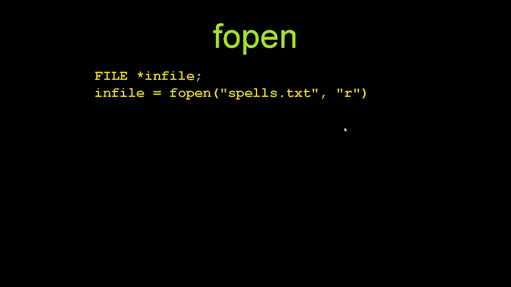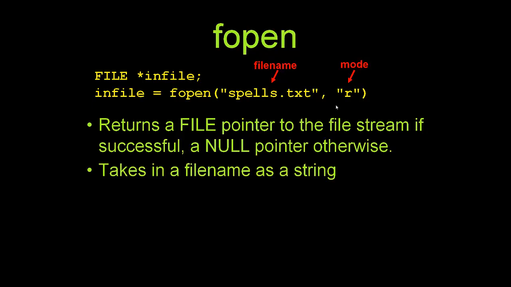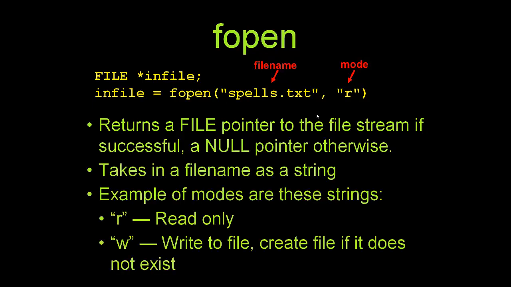Let's take a look at how this works. First of all, use fopen to open a file. You have a file pointer called infile, with a star, it's a pointer. And you open the name of the file. This is the file name, and this is the mode. R stands for reading mode. This causes the file to open and the file pointer to be assigned to infile. If the file cannot open, then you get a null pointer. This takes in a file name string, and you have 2 different modes, read and write, R and W.